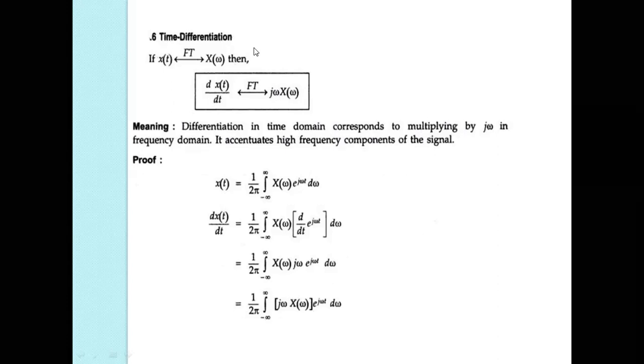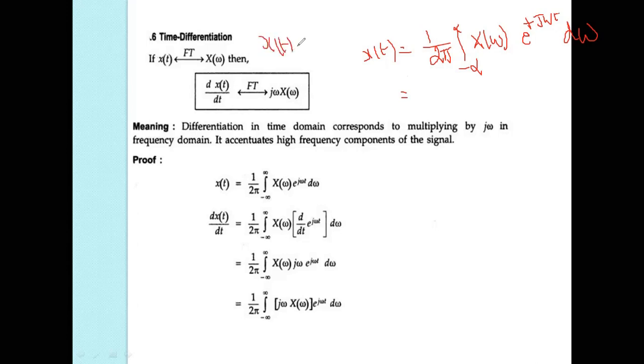Time differentiation. We know the definition of the inverse Fourier transformation: x of t is equal to 1 by 2 pi, the integral from minus infinity to infinity. The frequency domain is the input now, x of omega, with a positive exponential e power j omega t, and the integral is with respect to omega. This is the definition of the inverse Fourier transformation. Here also x of t is the Fourier transformation pair of x of omega.